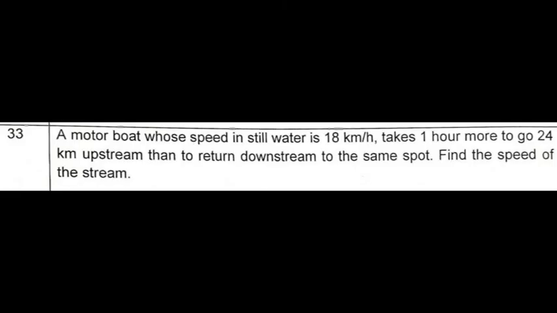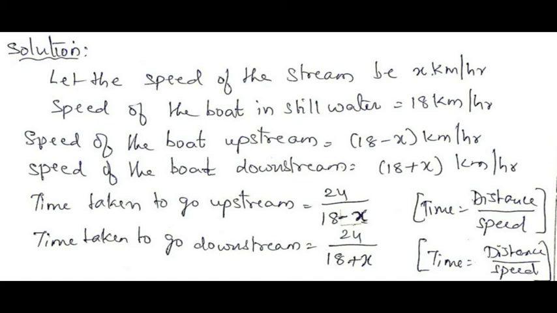Question 33. A motorboat whose speed in still water is 18 kilometers per hour takes 1 hour more to go 24 kilometers upstream than to return downstream to the same spot. Find the speed of the stream. So let the speed of the stream be x kilometers. We know the formula time is equal to distance by speed. Therefore, time taken to go upstream is 24 by 18 minus x. Downstream is 24 by 18 plus x.